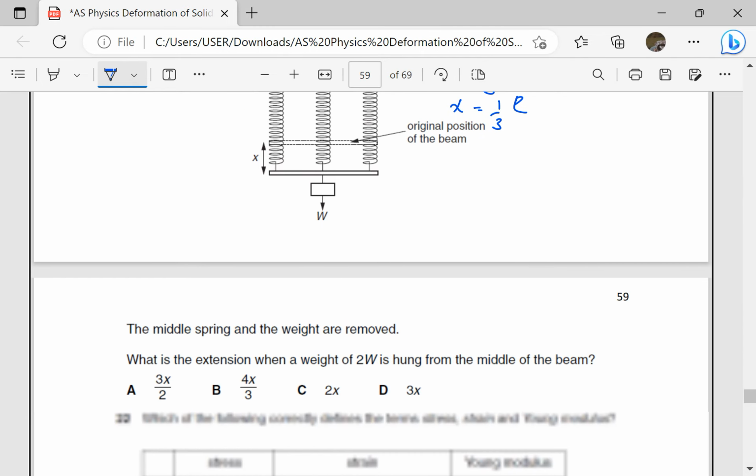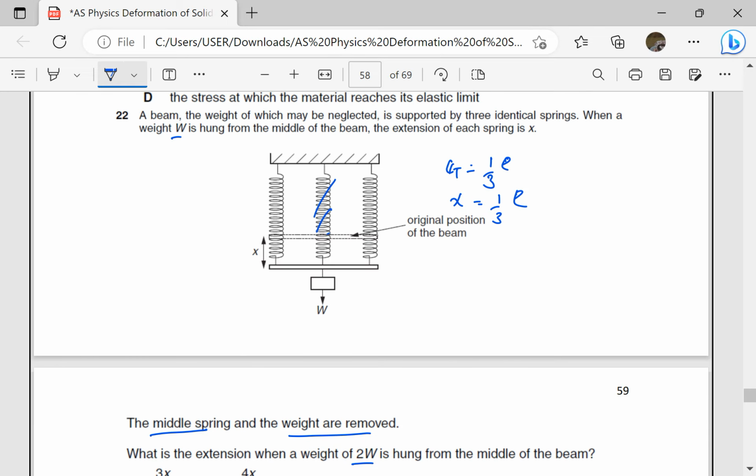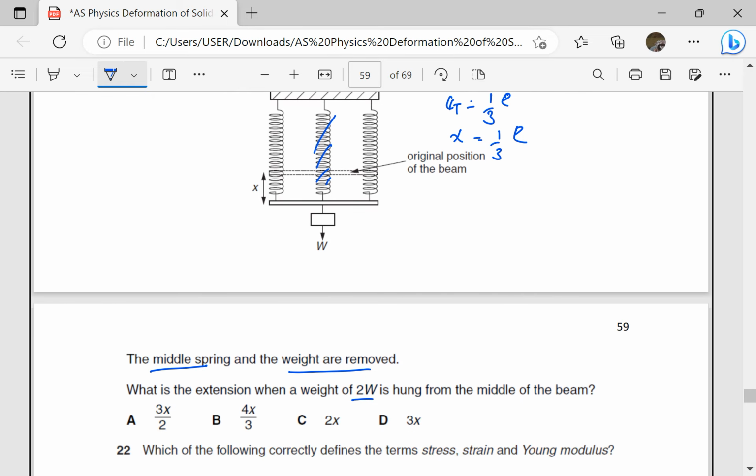The middle spring and the weight are removed. What is the extension when a weight of 2W, a weight of twice W, is hung from the middle of the beam? So they have now removed the middle spring, and now the weight W is doubled. So now they have removed that one, and the weight here is twice W.